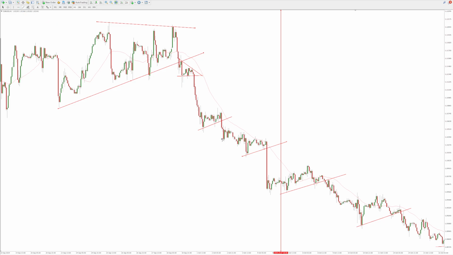But even back here, we had a pullback, support, support, support, breakout. Support becomes resistance. There are entries here. You don't just need to rely on NFP, and arguably you can trade around unfavorable trading conditions as well.